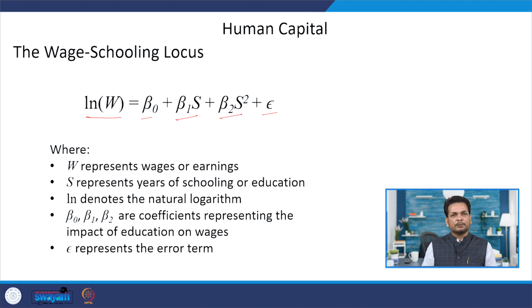So, when we look at this Mincerian equation, this Wage-Schooling Locus implies several key insights. It talks about how education acts as a premium. Higher levels of education are associated with higher wages, which reflects the additional skill, knowledge and productivity gain through schooling. So, this education premium signifies the economic return to investment in education.